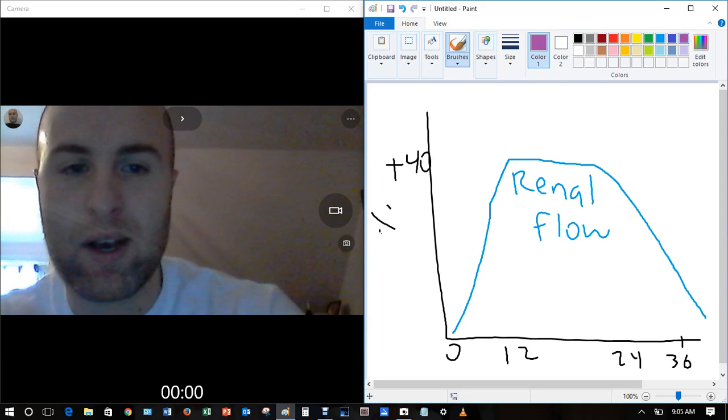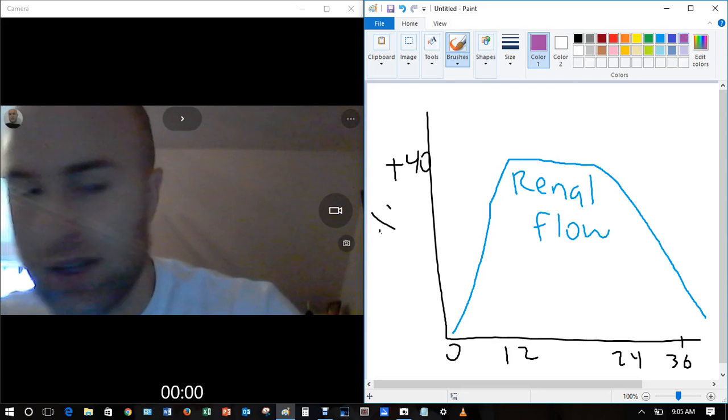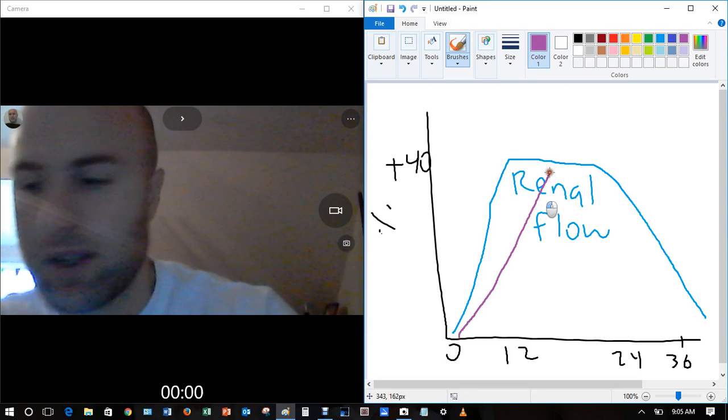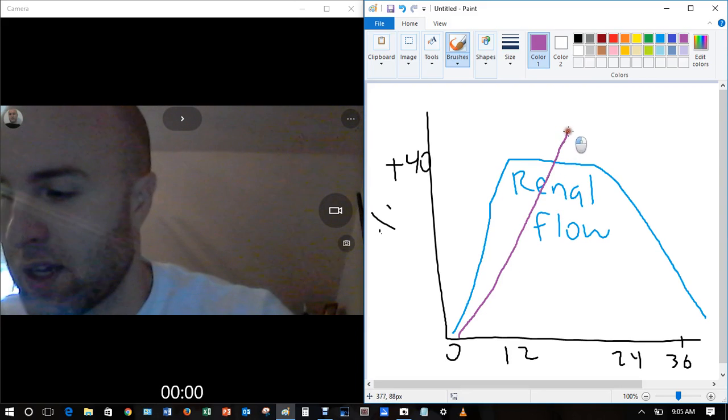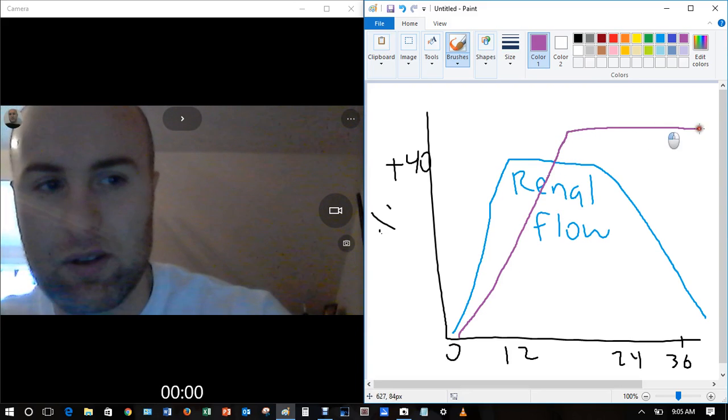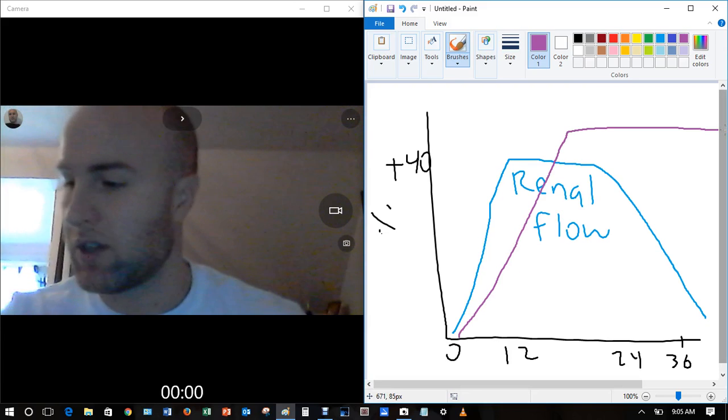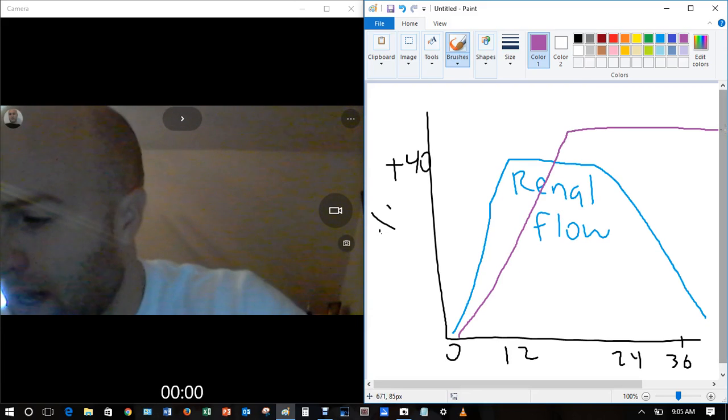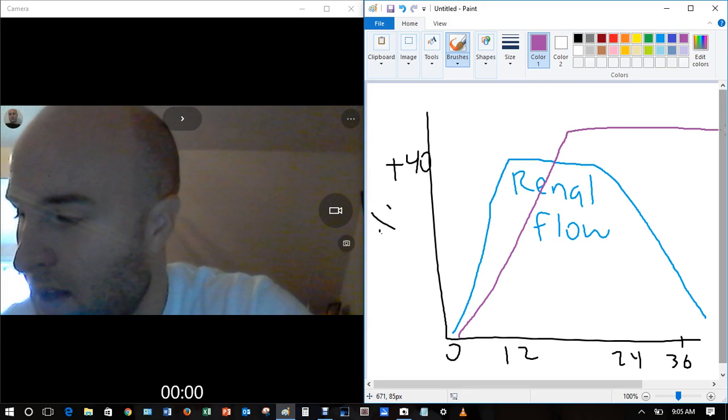Well, what about glomerular filtration rate? That does something similar. It goes up like this, and then it looks like it hits about there, and then it just kind of peters off. So this increases early, then it plateaus, glomerular filtration rate.